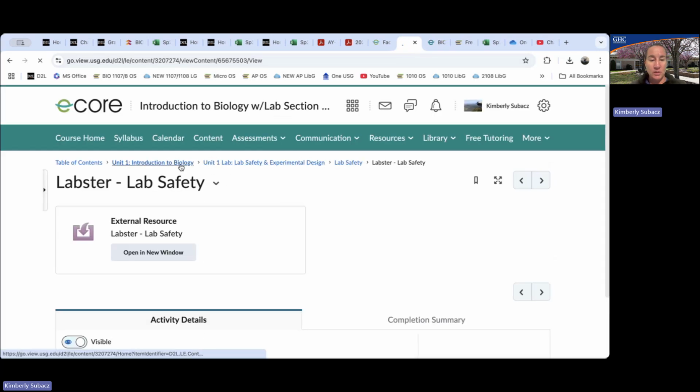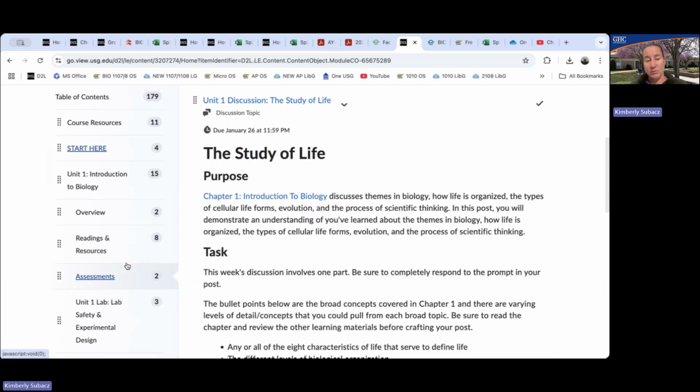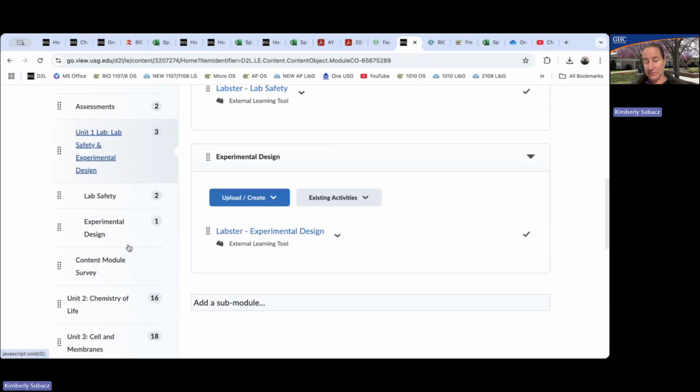So that was chapter 1. Again, it had the overview, readings and resources. It has the textbook, all the different website links, and my video lectures are at the very bottom of the readings and resources. The assessments are the items that you're going to be graded on for lecture, and the lab is going to have every single lab exercise that you've got for that week.